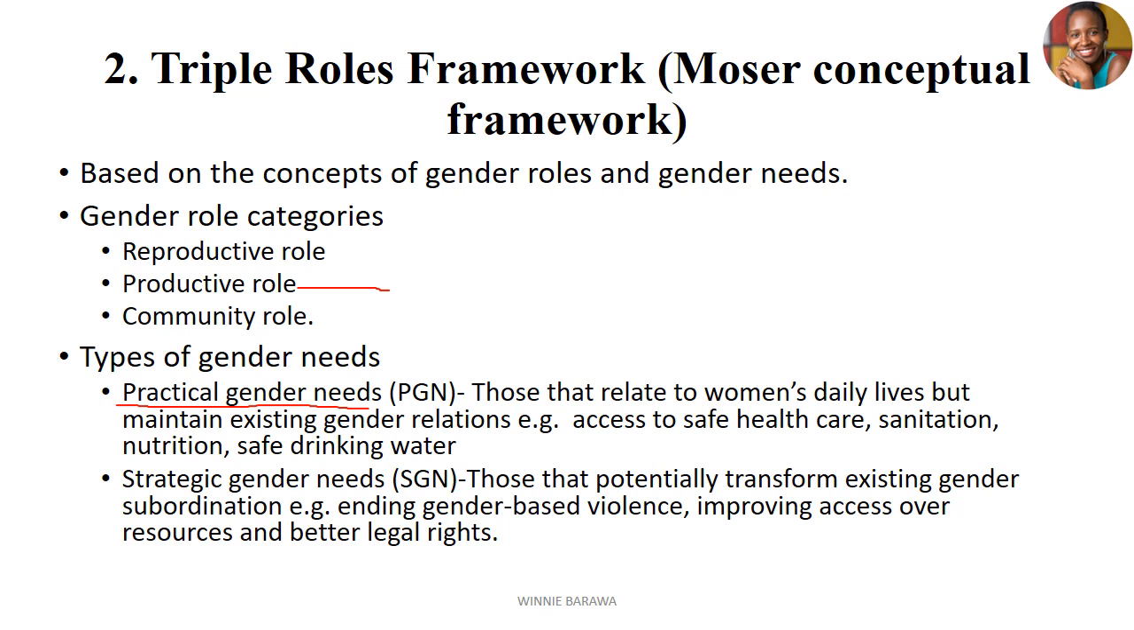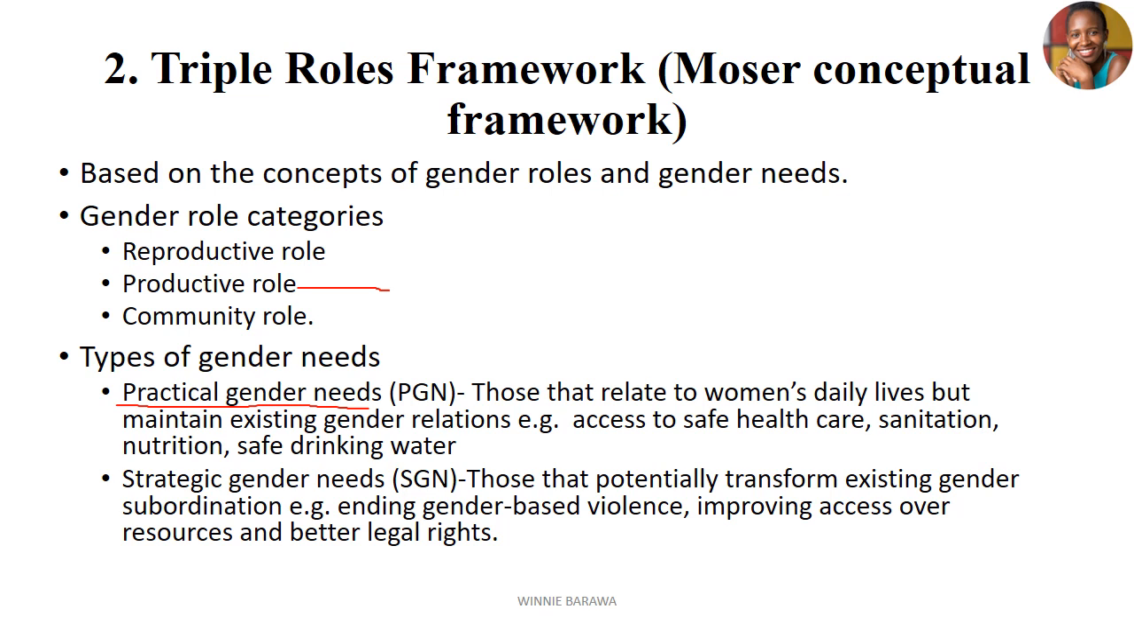But again, we have the other type of need that we talk about, the strategic gender needs, where we are looking at needs that should be met so that we remove any potential harm that could lead to gender subordination or gender risks. So for example, there could be needs to end gender-based violence, and needs that will ensure we are eliminating limited legal rights and access.